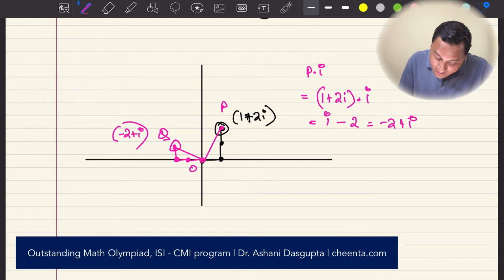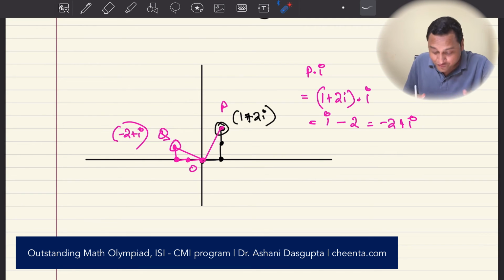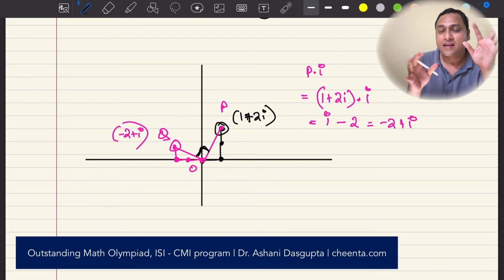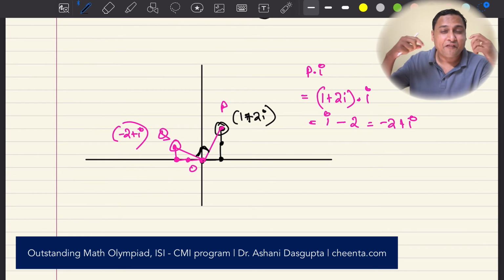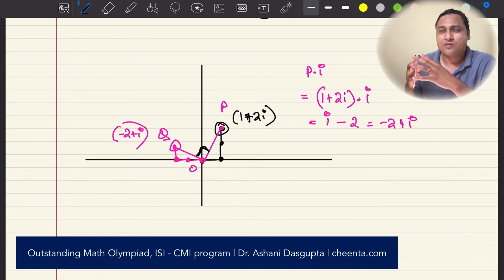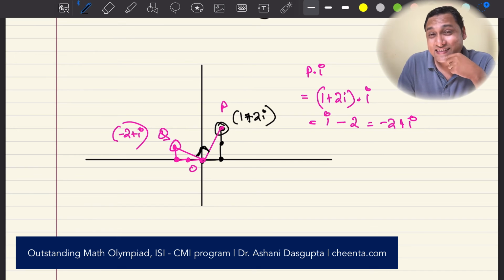And see, the angle between POQ, at least you can check it visually, is 90 degrees. That is what I'm saying. When I say multiply by i when you want to rotate by 90 degrees, that's what I mean. Now, there is a very beautiful theory behind why this happens. If you are already a student at Cheenta, then of course you are seeing this in the complex numbers and geometry module. And if you're not, then maybe we can discuss something like this later on our YouTube channel as well.